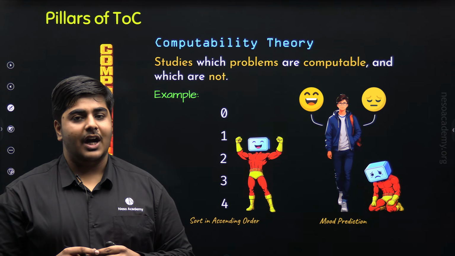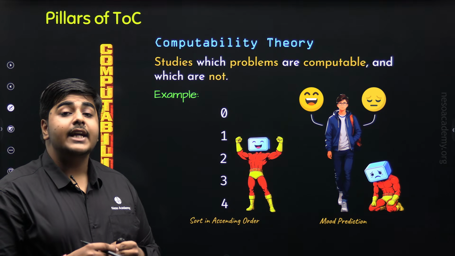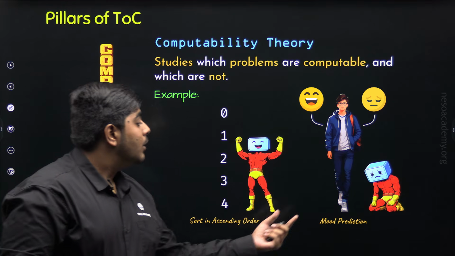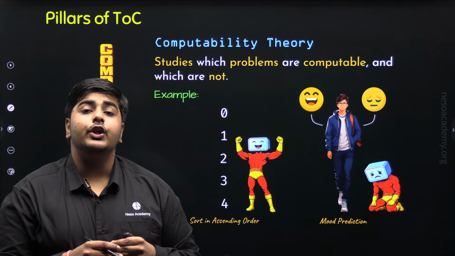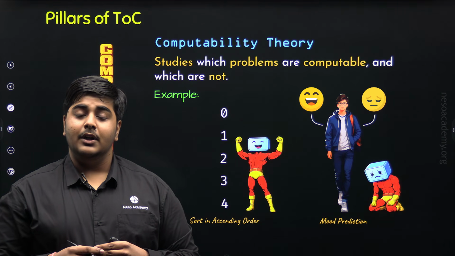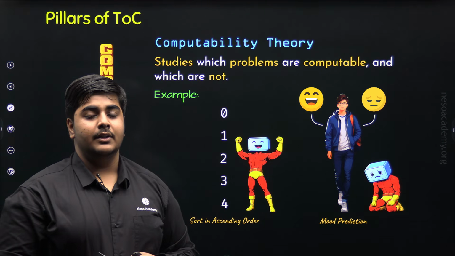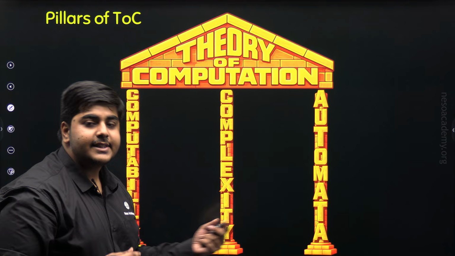In this way, we have understood that sorting the numbers in ascending order is a computable or a solvable problem, while mood prediction is an example of an unsolvable or non-computable problem. By this, we are done with computability theory. Let's discuss the second pillar of TOC, that is complexity theory.